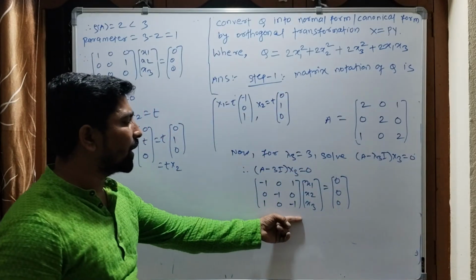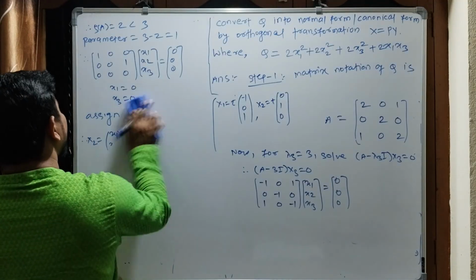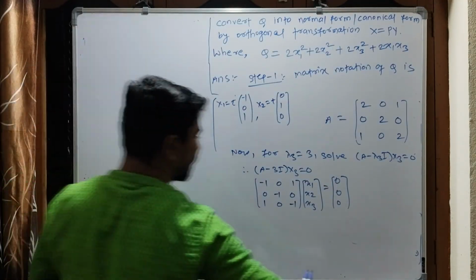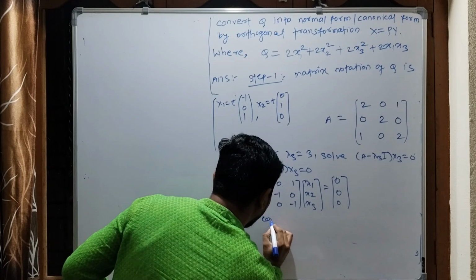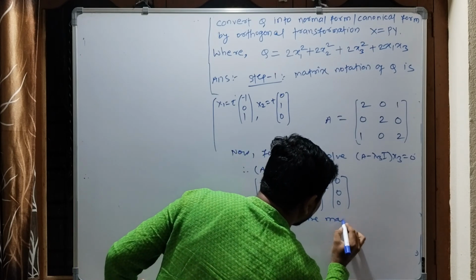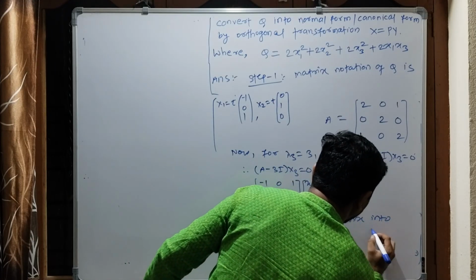Now I want to convert this matrix again into echelon form as usual. So here convert this matrix into echelon form.